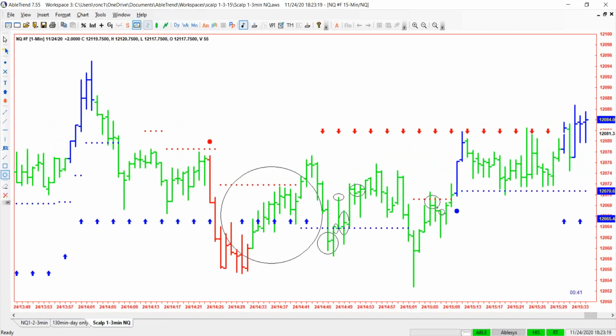Hits the red dot, closes under it. That means we go short. Red we sell, blue we buy. 1 minute later, another $100 winner. It was just all day long. It was insane. I never seen anything like it.